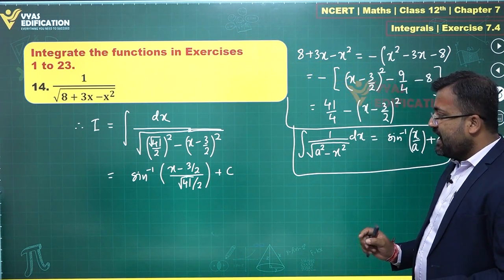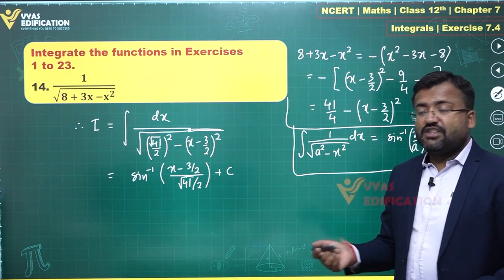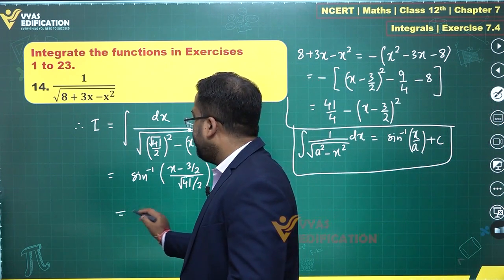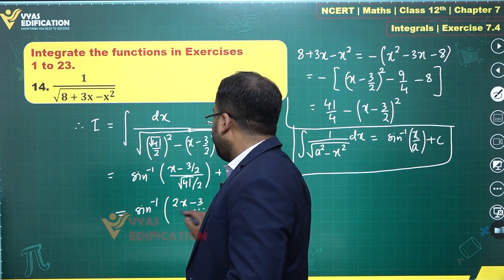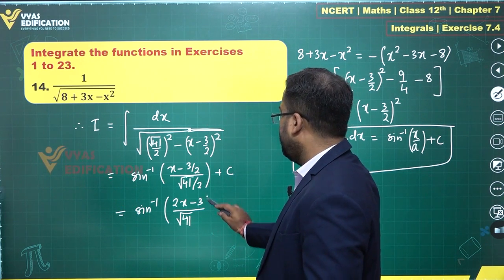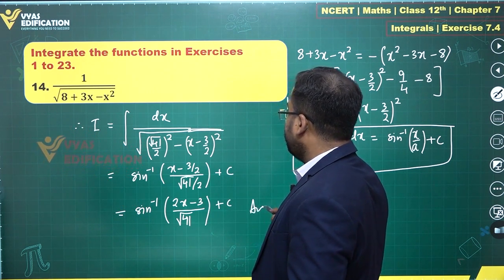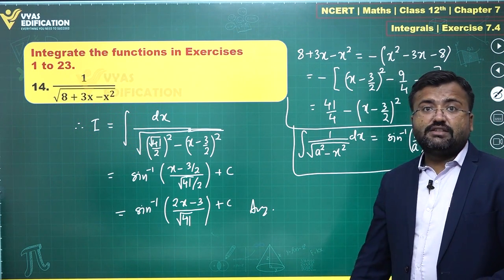Sine inverse x upon a is what I am getting. We'll have to divide by the coefficient of x, which is 1, so division by x is not an issue. This is what I'll get: sine inverse of (2x minus 3) upon root 41, plus a constant term. That's my required answer for this particular question. Yes, that's the answer for this question.